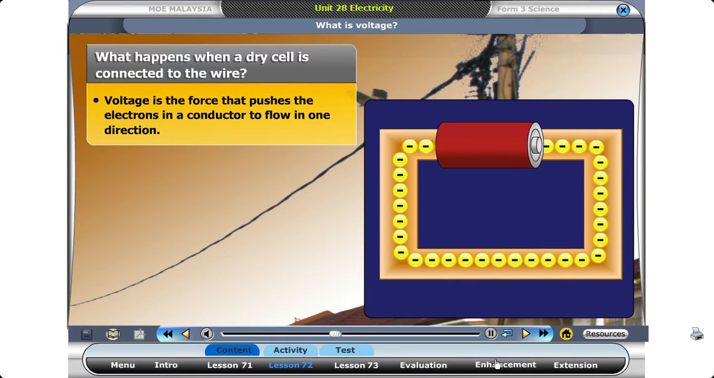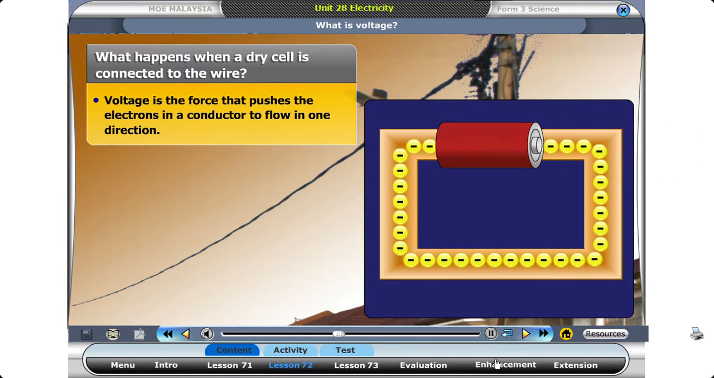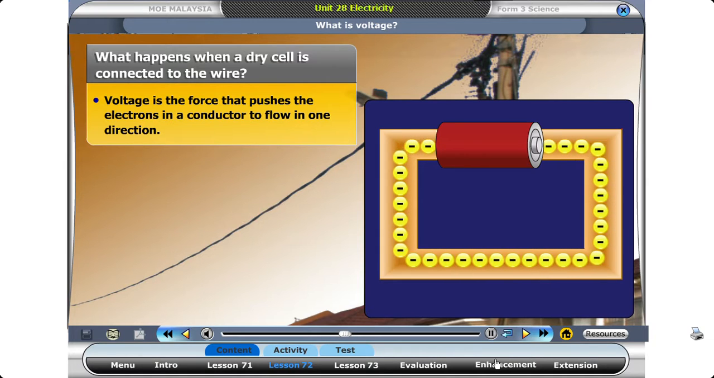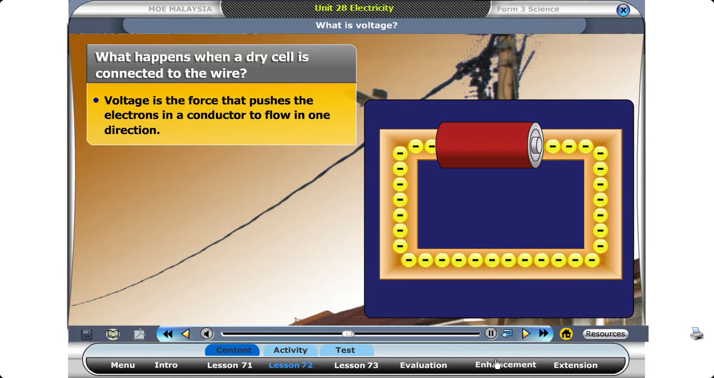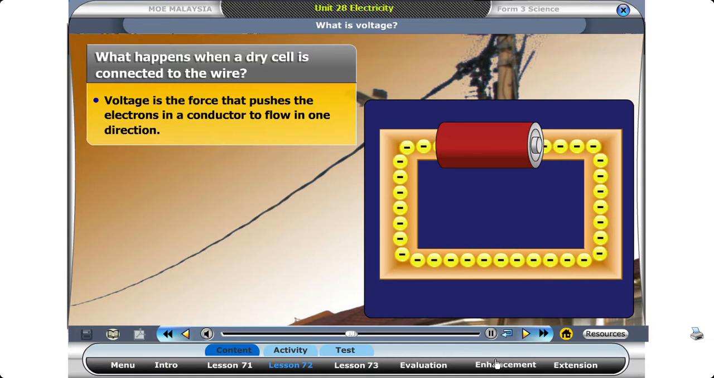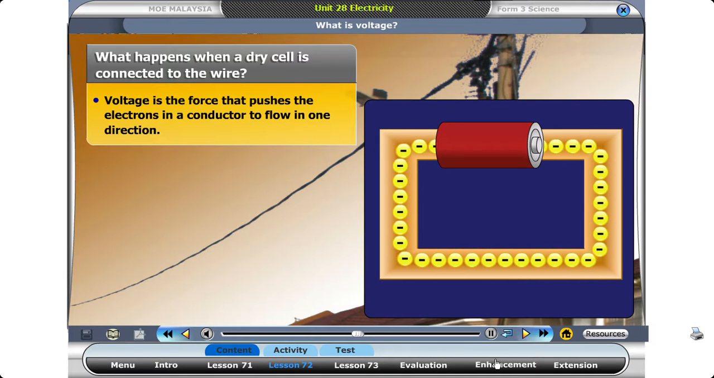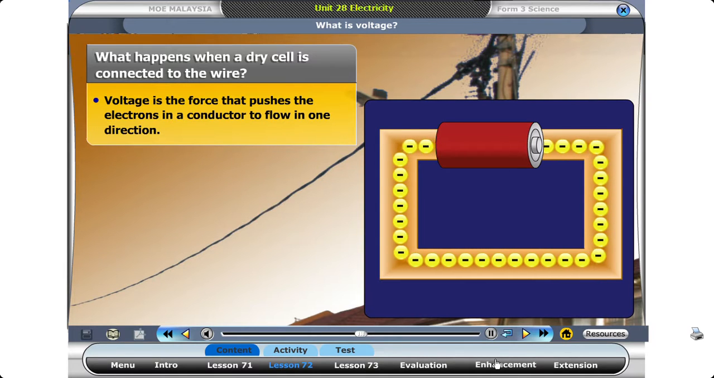Watch the movement of the electrons in the wire. What causes the electrons to move in one direction? The dry cell provides energy to push the electrons to move in one direction. This pushing force is known as voltage.